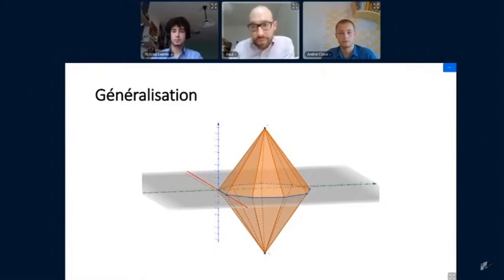Next question. Is it possible, using the physical model, to find a theoretical formula for the function p mu?